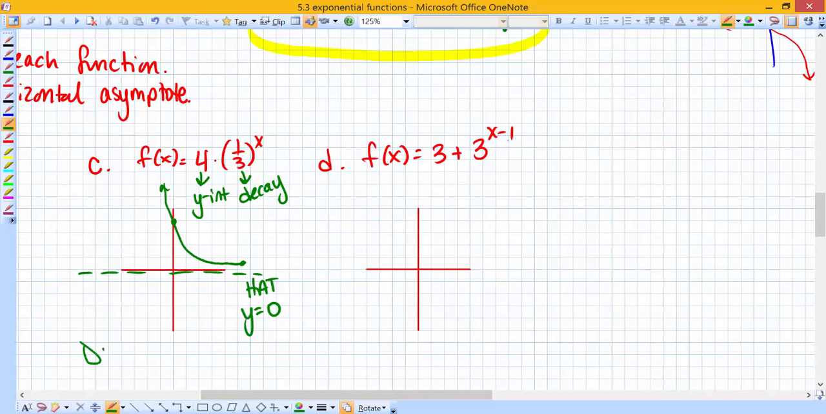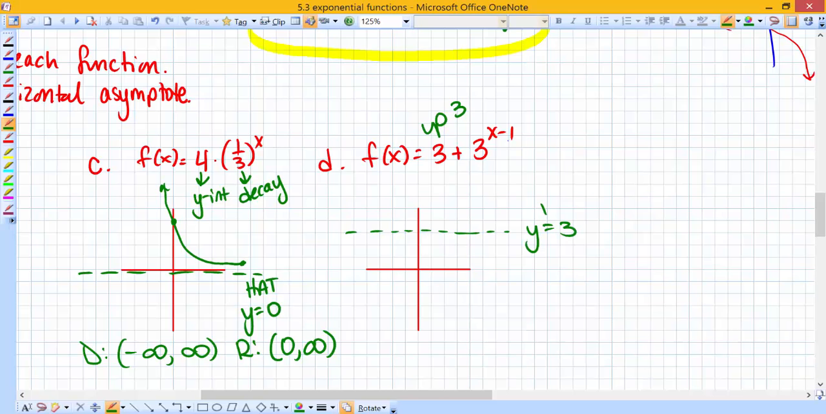Domain, again, negative infinity to infinity. Your range, what's your horizontal asymptote? 0, and that goes up to infinity. And then for D, I see a +3, so that means we're going to go up 3, which makes our horizontal asymptote y equals 3.